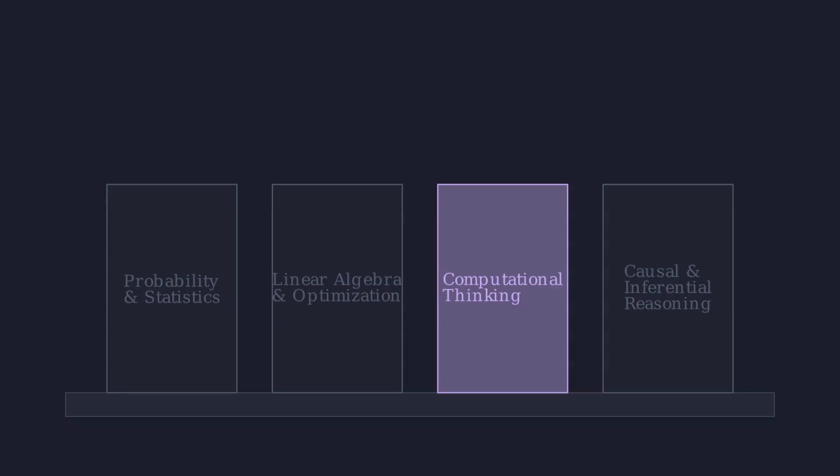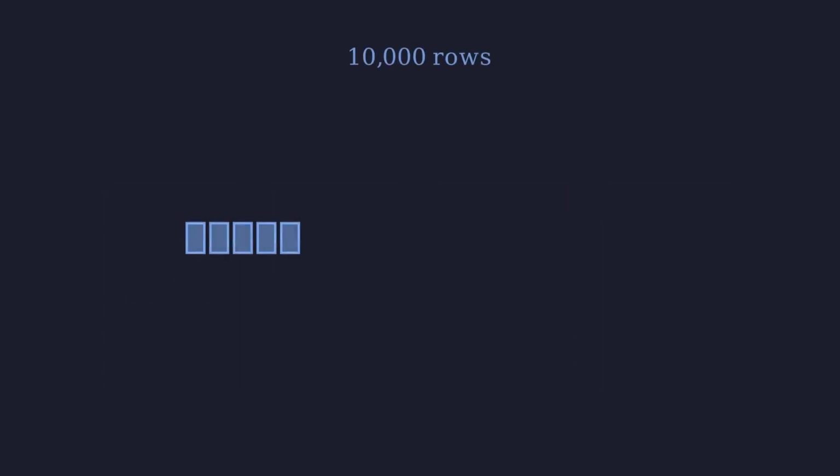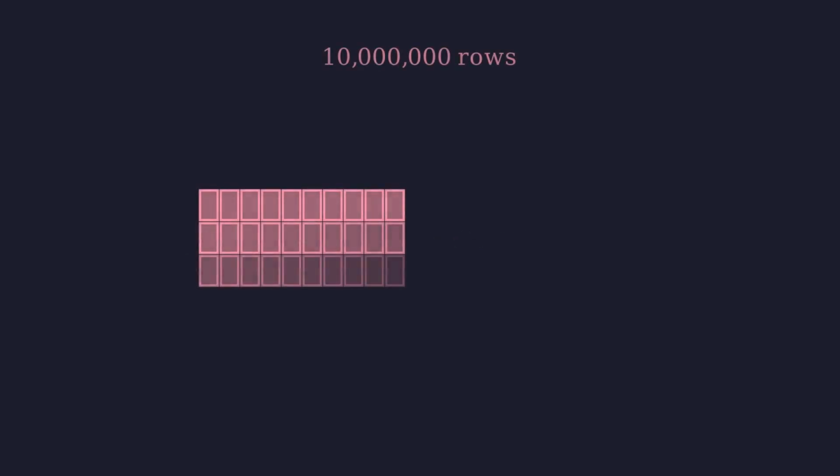The third pillar is computational thinking. Computational thinking is not about memorizing Python syntax. It is about understanding algorithms, efficiency, scalability, how to take a theoretical idea and make it work on real data at real scale. A model that works perfectly on 10,000 rows might be completely useless on 10 million rows. Not because the theory is wrong, but because the computation does not scale. Understanding time complexity, data structures, and algorithmic design is what lets you bridge the gap between theory and practice.